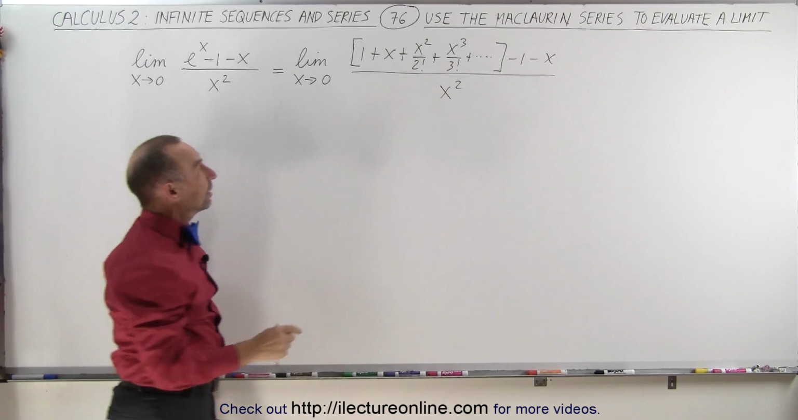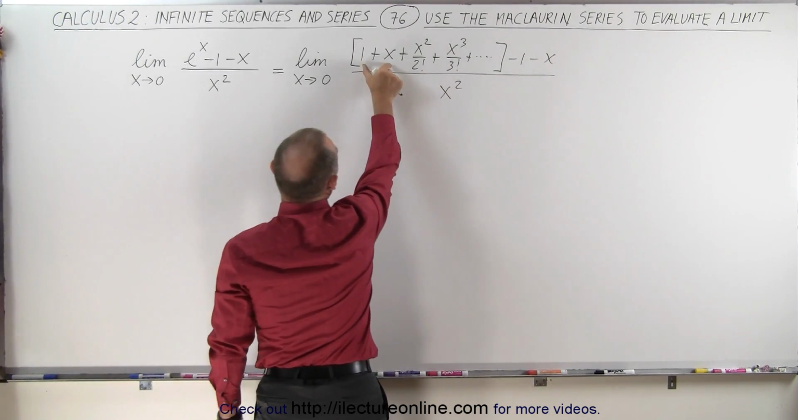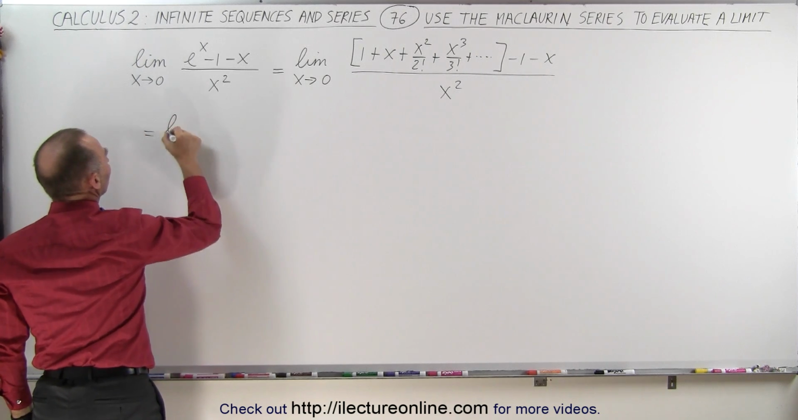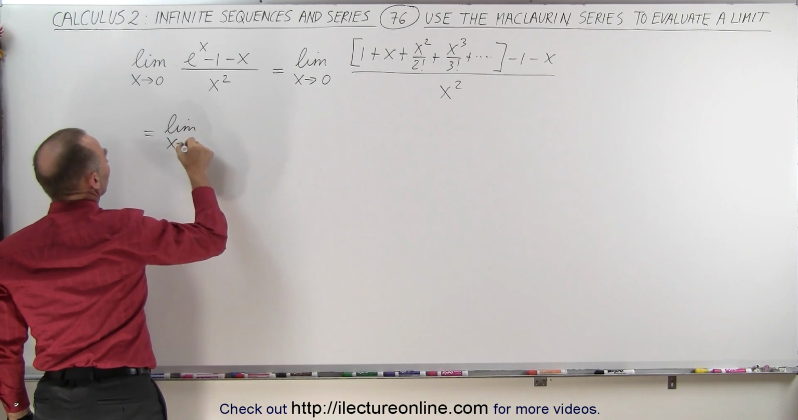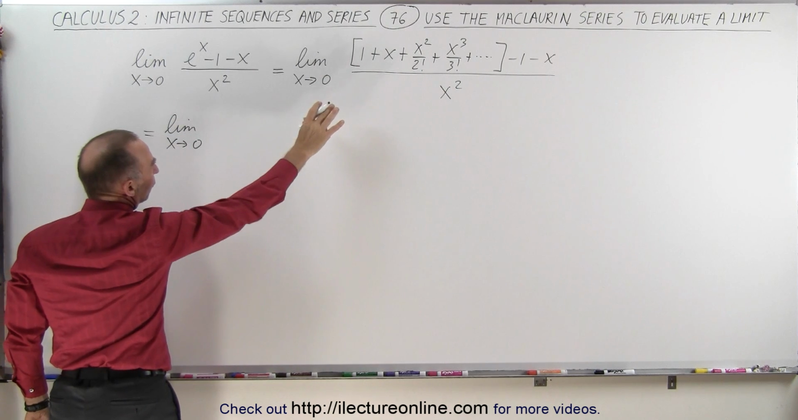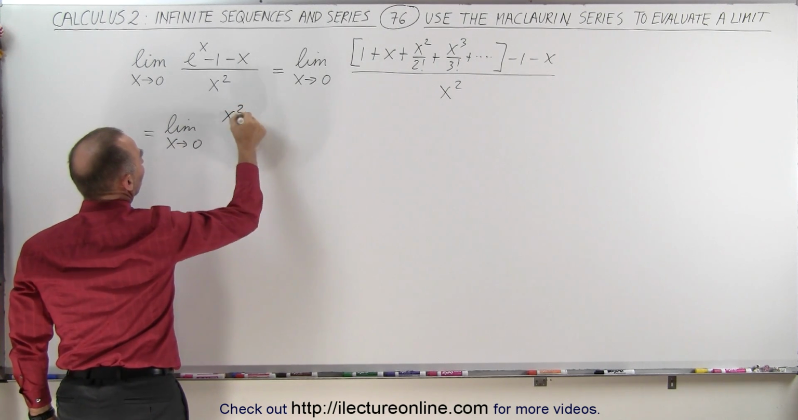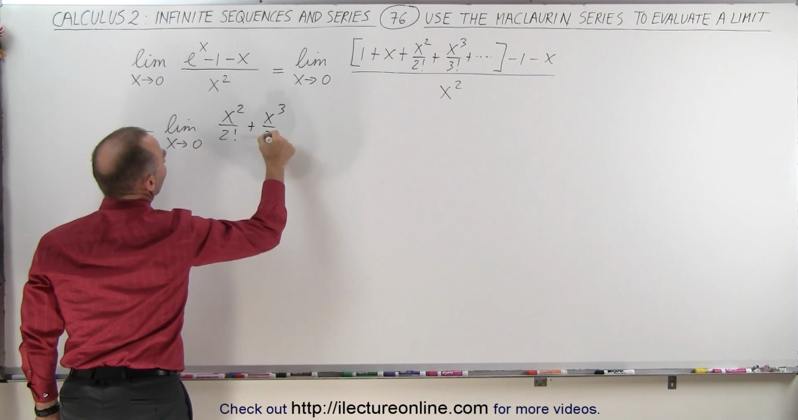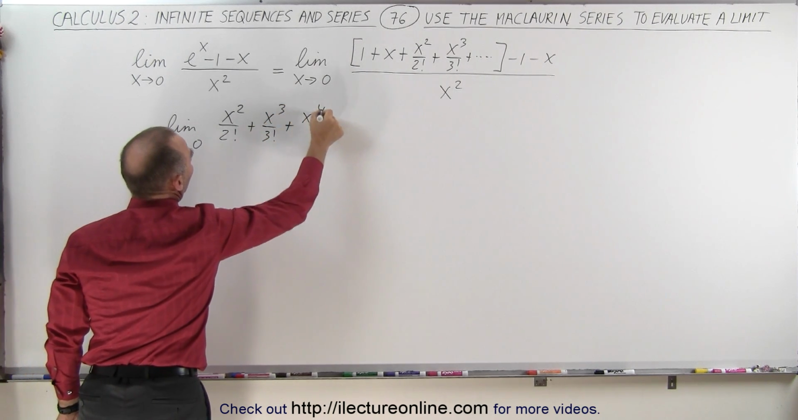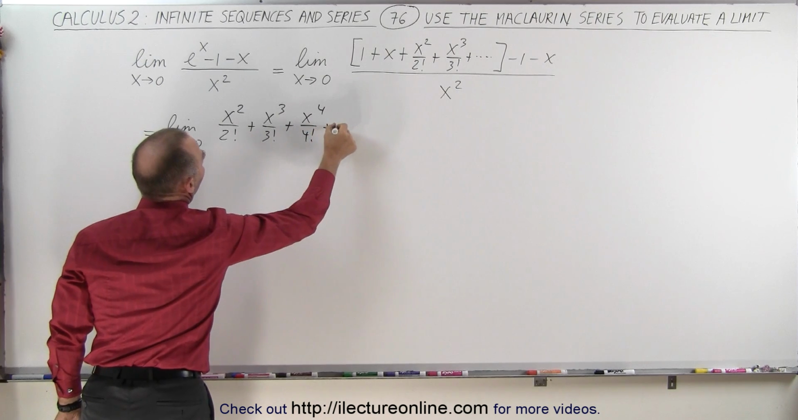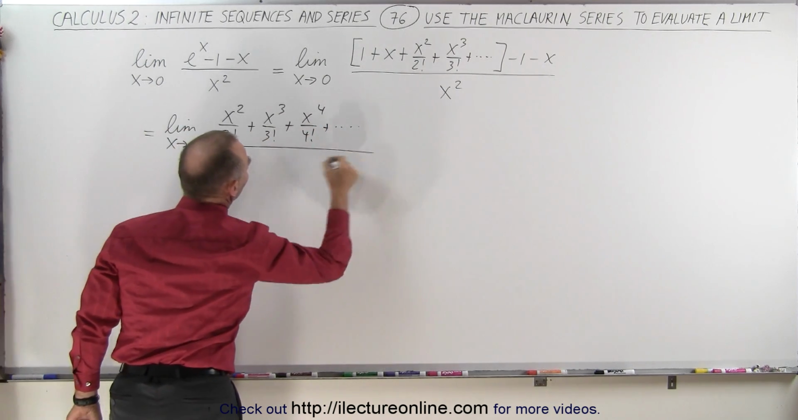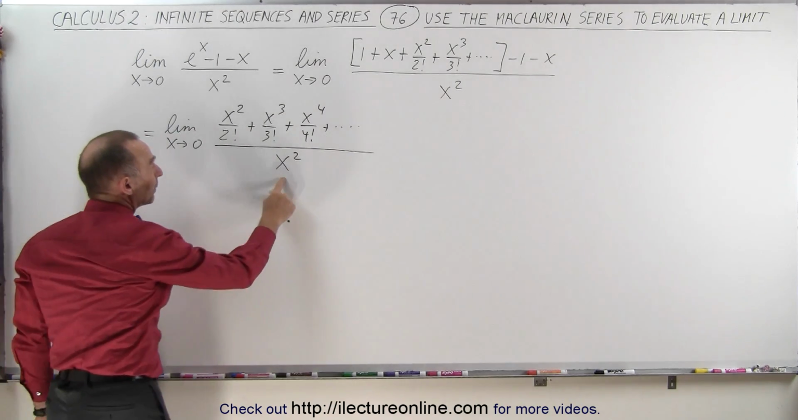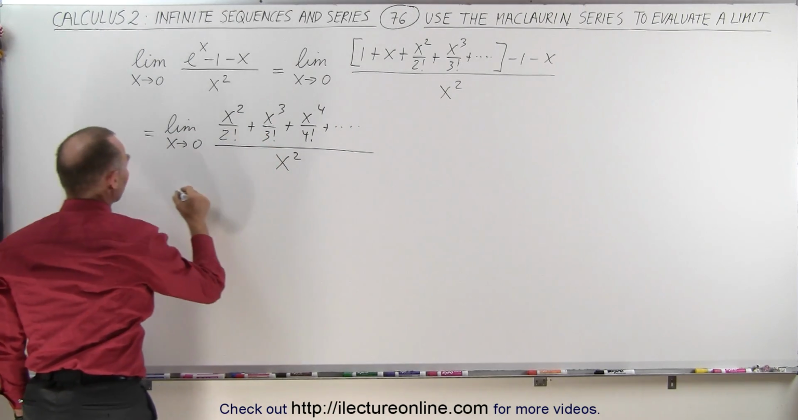Now you can see that if we subtract the 1 and the x from that, the first two terms go away. So this can now be written as the limit as x goes to 0. Now minus the first two terms, we end up with x squared divided by 2 factorial plus x cubed divided by 3 factorial plus x to the 4th over 4 factorial and so forth, and the whole thing divided by x squared.